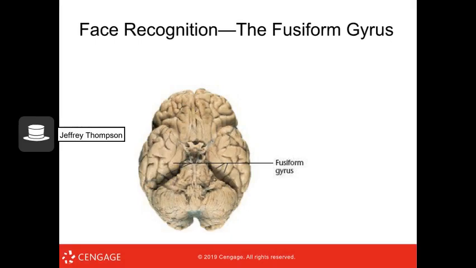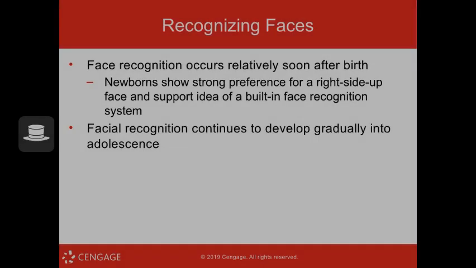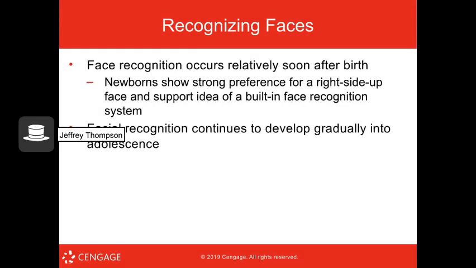Face recognition happens here in the fusiform gyrus. When you think fusiform gyrus, which I know you think about a lot, think facial recognition. Face recognition is one of the earlier things that we learn. Newborn babies show a pretty strong preference for a properly oriented face, right? If it were upside down, the newborn would not recognize it as well. And then we continue to develop that sense gradually into adolescence.